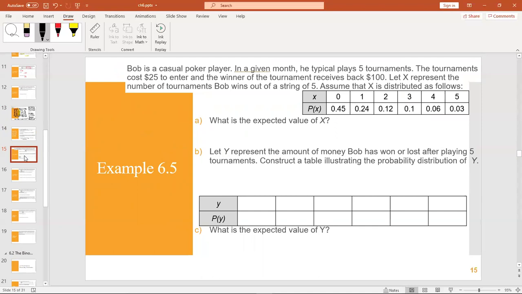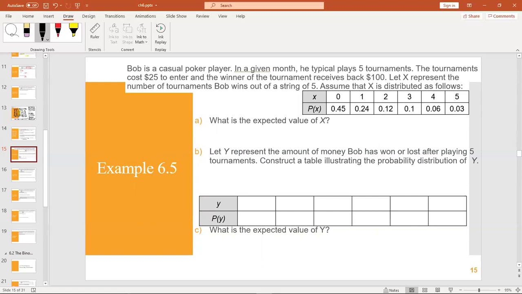So here we got this guy, Bob. He likes to play poker. He typically plays in 5 poker tournaments. They cost $25 to enter, and if you win, you receive back $100. So X is going to be the number of tournaments he plays. And so then you've got the probabilities for how often he wins the number of tournaments he wins. And so then they're saying find the expected value of X.